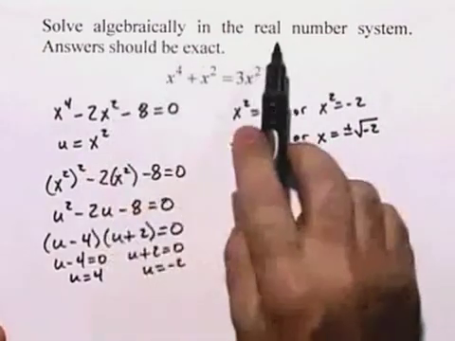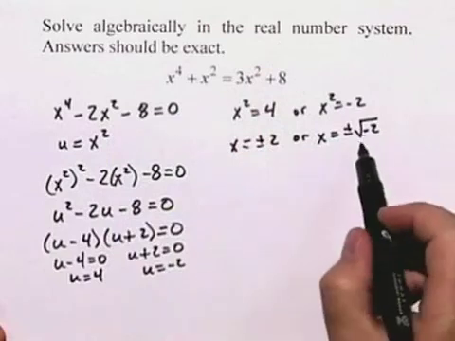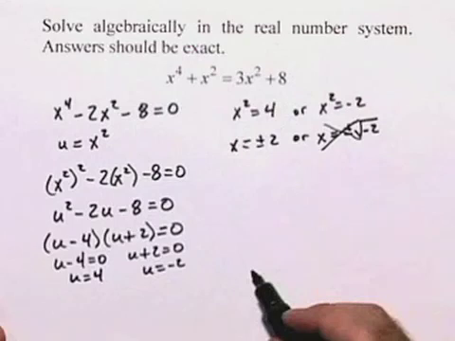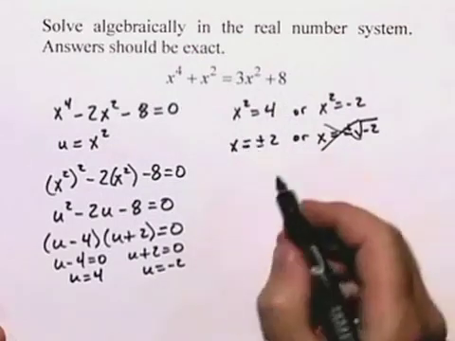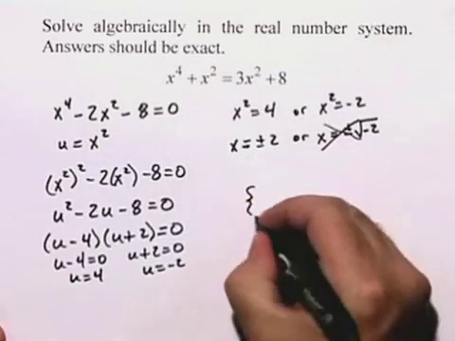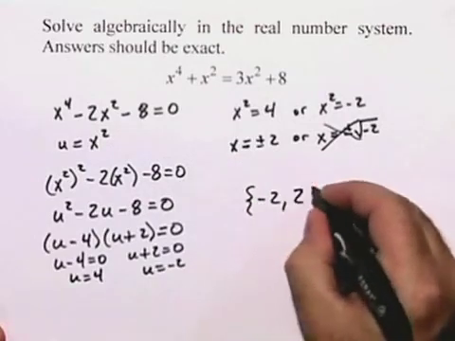Now the problem asked us to solve this in the real number system. The square root of negative 2 is not a real number, so we exclude those solutions from our solution set. That leaves us with just x equals plus or minus 2, so our solution set is negative 2, 2.